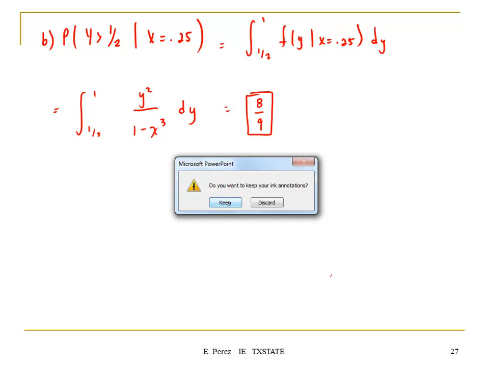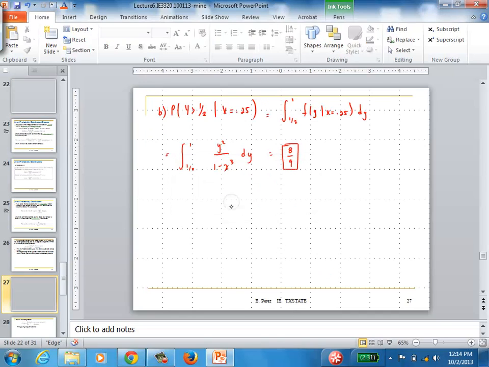Squared over 1 minus x cubed, because you forgot that 3 up here. Yeah, like you forgot to bring in the 3.